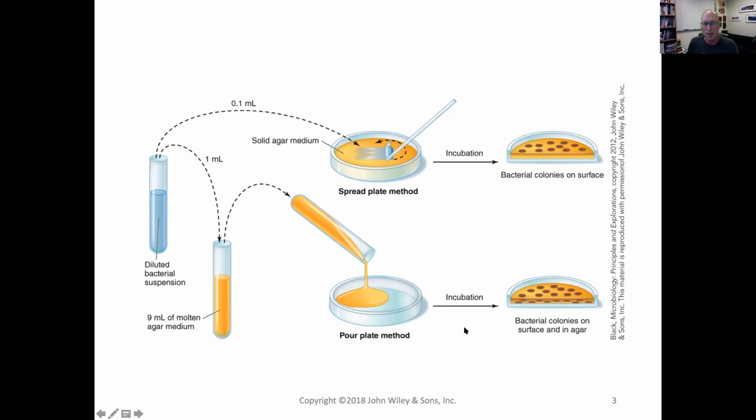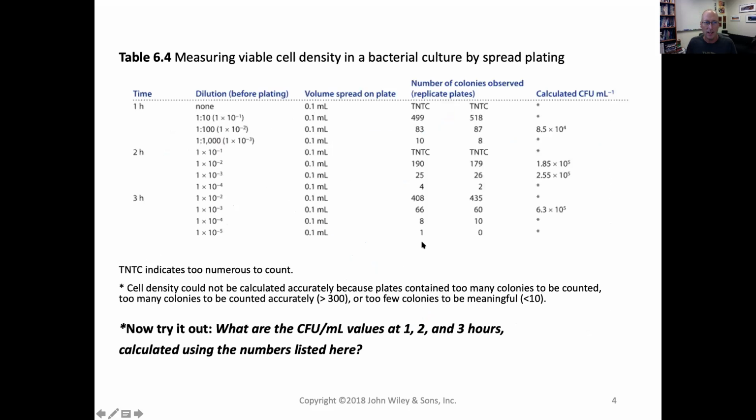is a very common method for measuring viable cell density. So you do a dilution series, you plate a known amount, in this case, 0.1 mL on each plate, and then you calculate it. So this is an example of what that kind of data would look like right here, for example. So at the 1 hour time point, we did no dilution, a 10-fold dilution, a 100-fold dilution, and a 1,000-fold dilution.